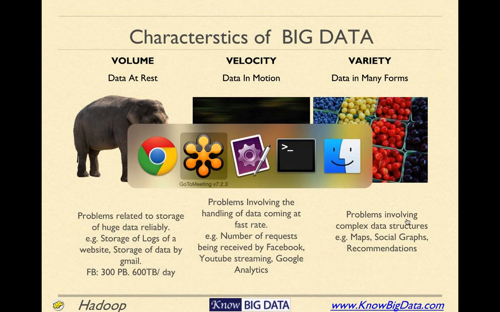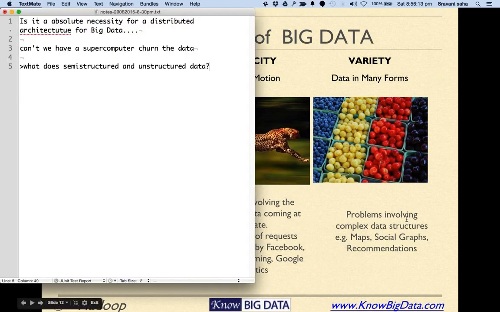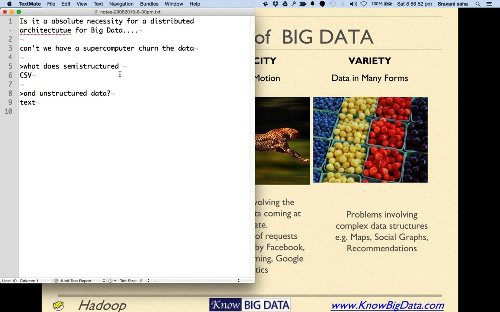Now Jairam's question is, what do semi-structured and unstructured mean? Okay, semi-structured, let me give you a few examples. Semi-structured means a CSV file. In a CSV file, we know clearly that these are the input fields, but we do not know what their data types are. Unstructured means something such as a large blob of text, data whose structure we don't know unless we parse it and store it in a structured format.